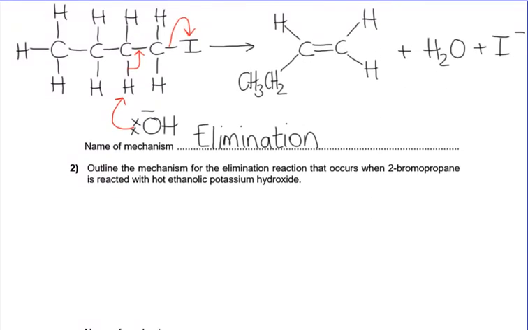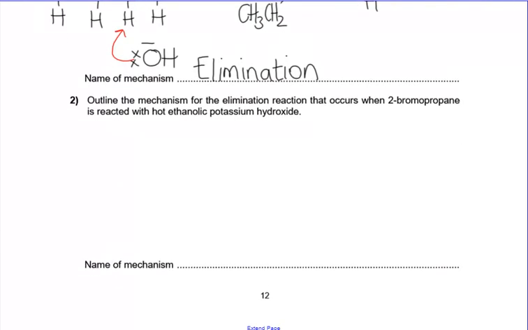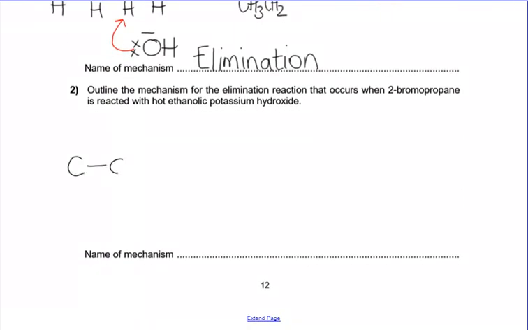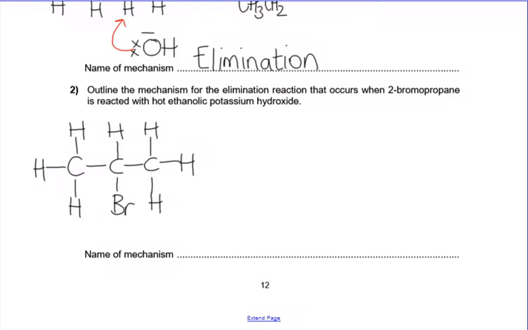So pause again and have a go with 2-bromopropane. Prop means 3. Meth, eth, prop. Remember, prop is 3 carbons. And we have got 2 adjacent carbons here, but both are identical because 2-bromopropane is symmetrical.